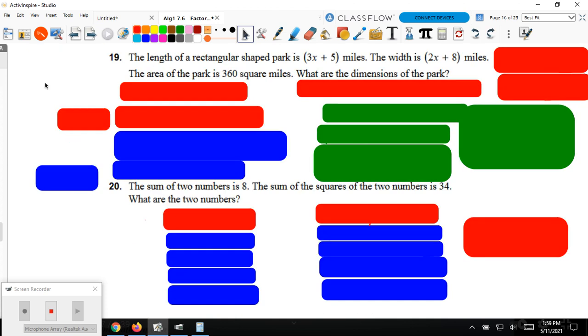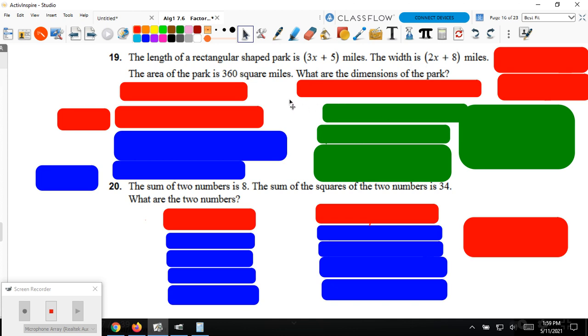So for number 19, it's talking about the length of a rectangular shaped park. So the first idea is it's a rectangle shape. The length of it is the expression 3x plus 5 miles. The width of it is the expression 2x plus 8 miles. And the area of this rectangular park is 360 square miles. And it's asking the question, what are the dimensions of the park? What is the length and what is the width of the park?